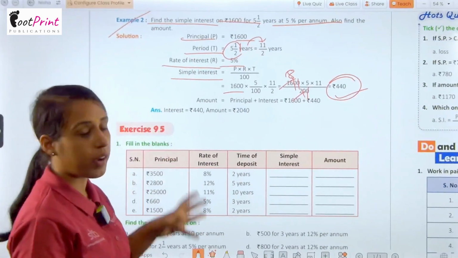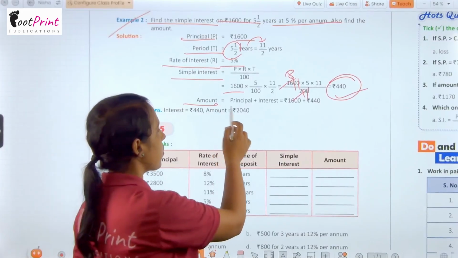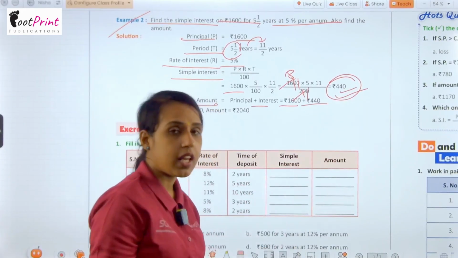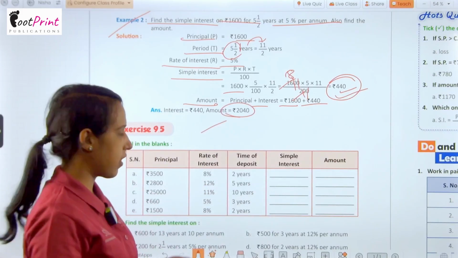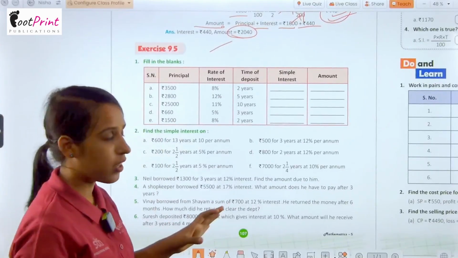And we also find out the amount. As we know, principal is here 1600 rupees and the interest we have here is 440 rupees. So the amount will be 2040 rupees. Okay, now we have an exercise on the basis of this concept.